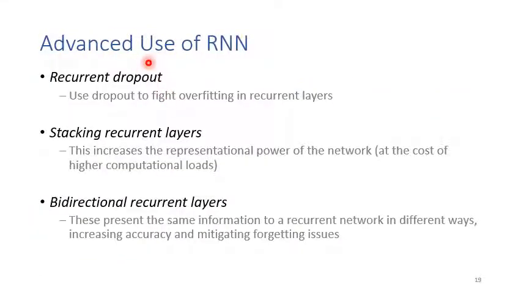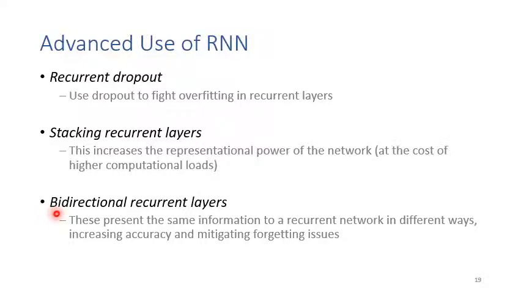There are several advanced techniques to train RNN models. The first is dropout. We can randomly drop several connections to fight overfitting in the recurrent layers. The second is that we can stack multiple recurrent layers. We have seen this technique before. This can increase the representational power of the network. Remember to set the return sequences parameter to true if you want to stack multiple layers of recurrent networks.